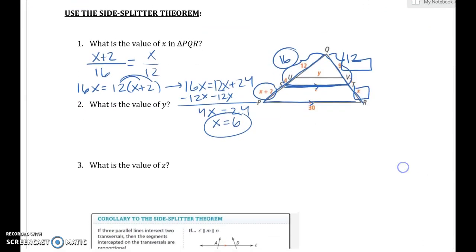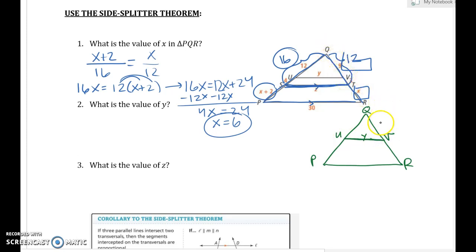I'm going to switch colors for the next one, just so it's a little easier to look at. I am going to redraw the triangle, only one, not three like in 7-4. That was a lot, only one. So we're going to draw the big one, which is PQR. And since we're trying to find Y, we'll just draw UV. So then that's Y. QV is 9. QU is 12.